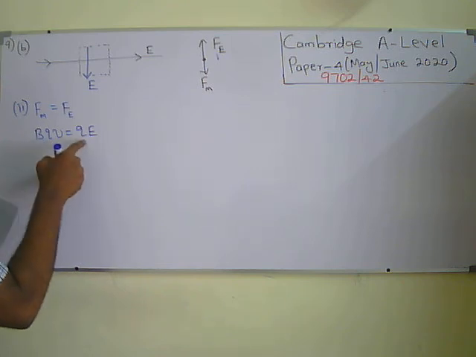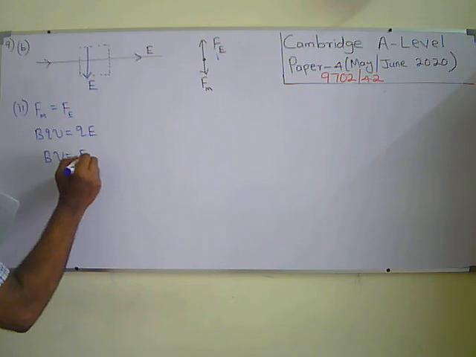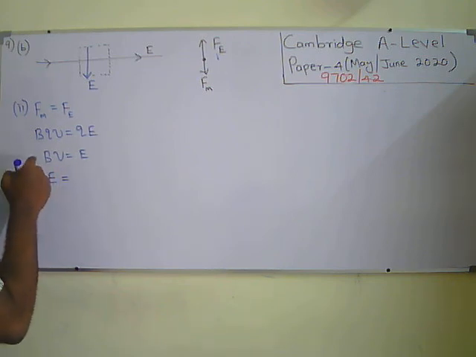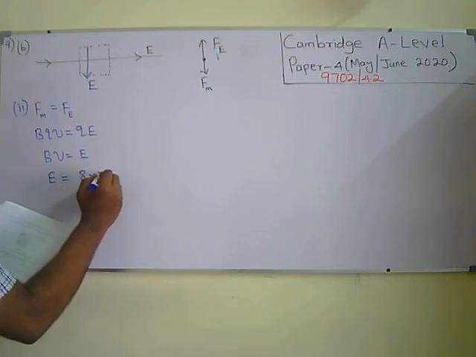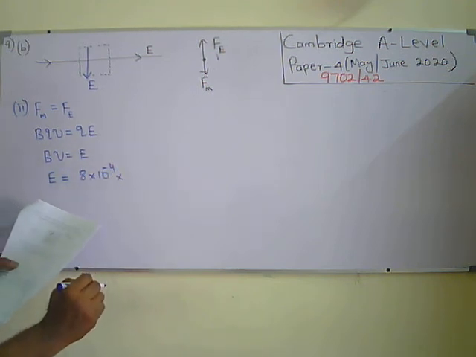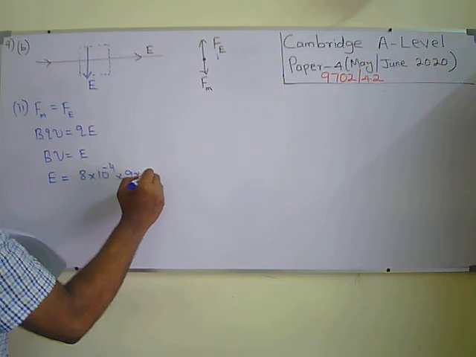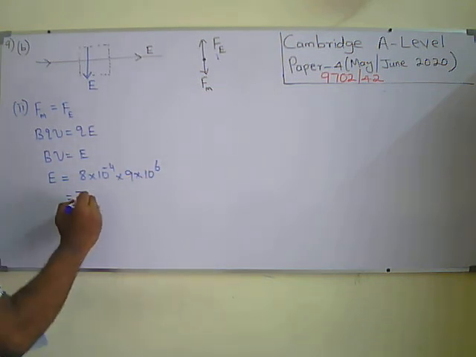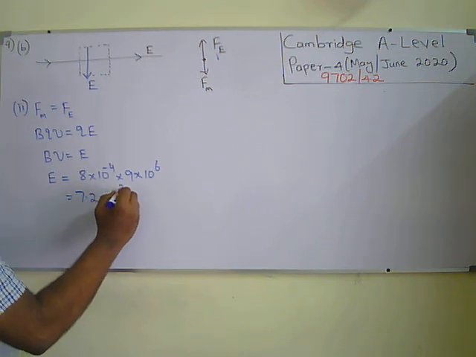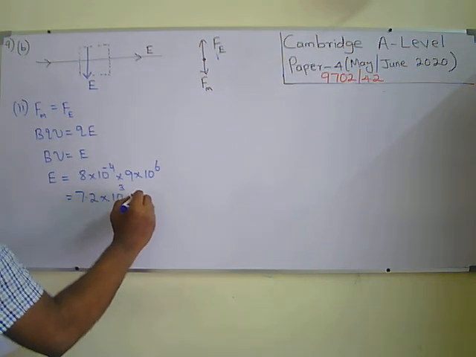So Q and Q will get cancelled. So B times the speed is equal to the electric field strength. So I can find the electric field strength. I know the magnetic field strength, that is given as 8 × 10^-4, and the speed we already calculated, 9 × 10^6. So the electric field strength will be 7.2 × 10^3 newton per coulomb.